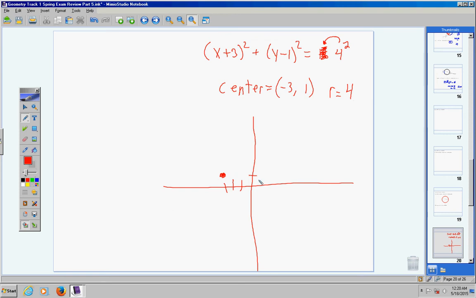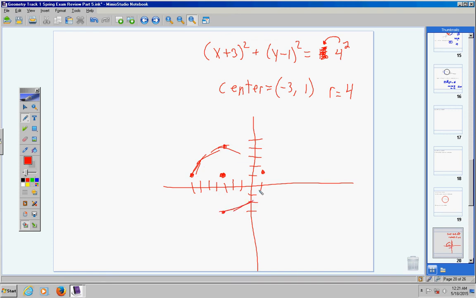Now, if that's the center, in order to graph it, my radius is 4. Just go over 4 to the right from the center. 1, 2, 3, 4. Put a point there. Then go down 4. So start here. 1, 2, 3, 4. Then go to the left 4. 1, 2, 3, 4. Straight across. Then go up 4. So go straight up 4. Now, obviously that's not a perfect circle, and I'm fine with that, okay?